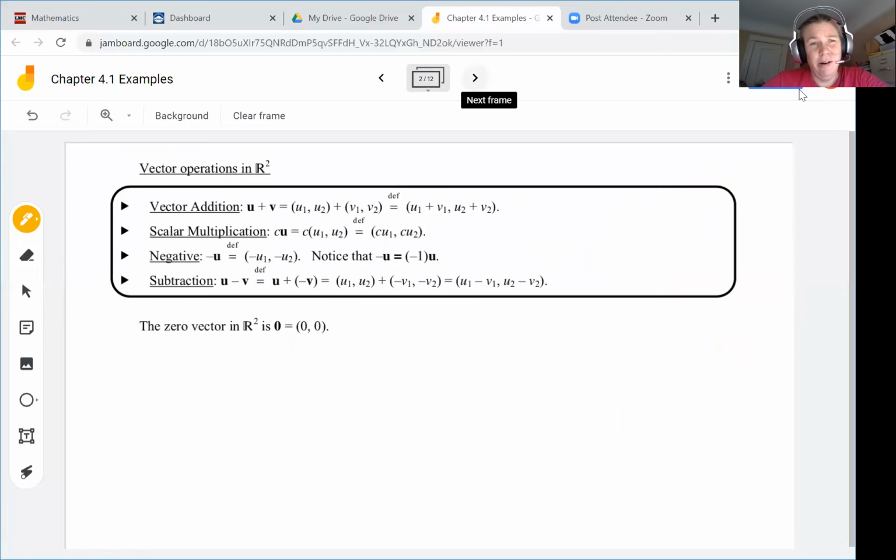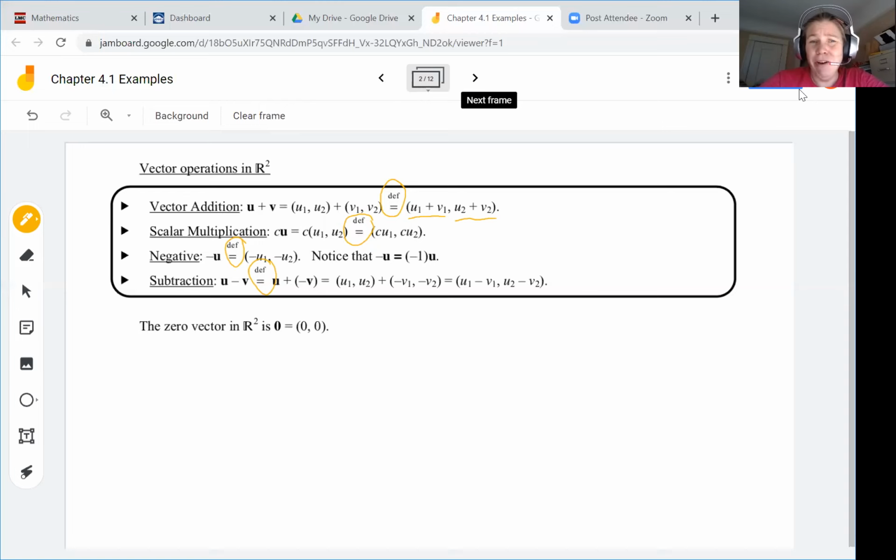So here are the vector operations in R2 or in the plane. These are definitions. So above the equal signs, we've put the DEF, short for definition, so that you know these are all definitions of vector operations. So vector addition is component-wise. So if you've got vectors u and v and you are adding them up, then you add each component, u1 plus v1 in the first component space and u2 plus v2 in the second component space.